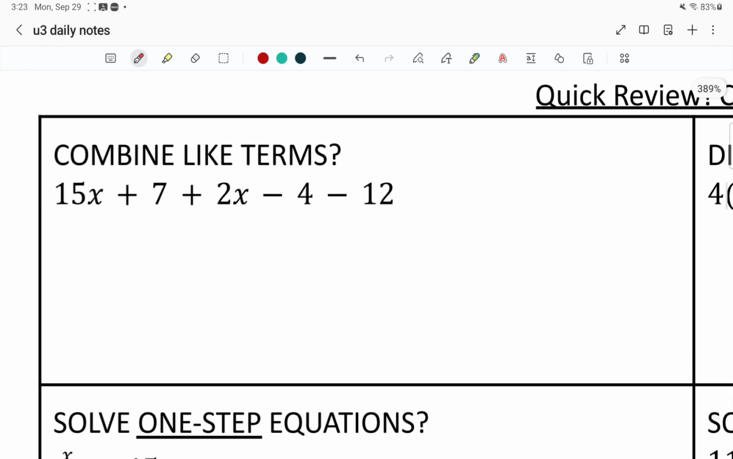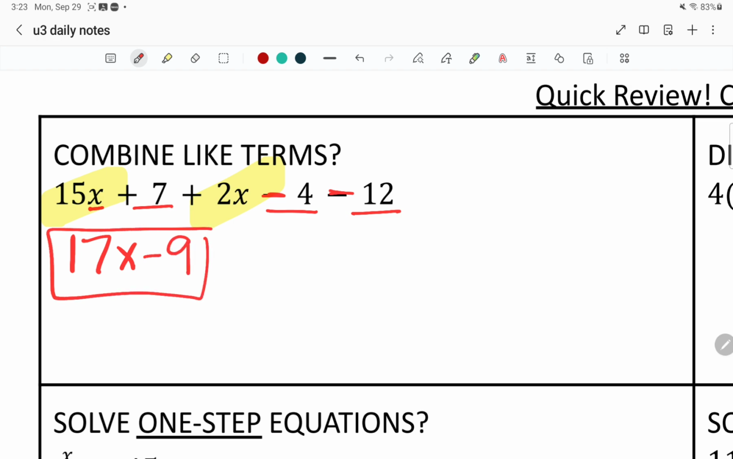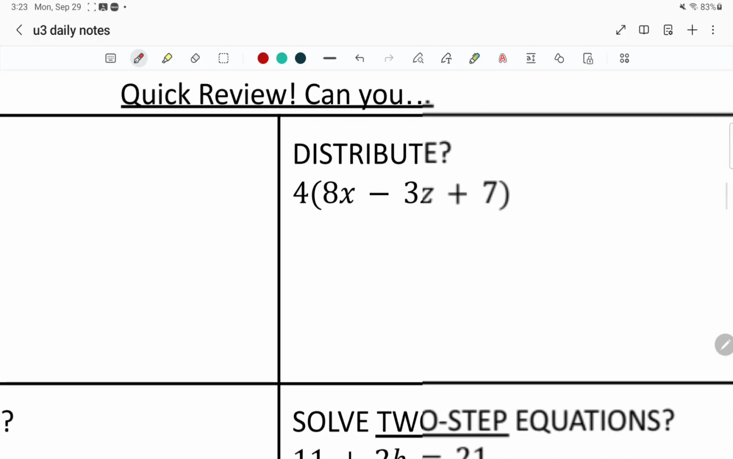If we're going to combine like terms, that means my terms that are the same, meaning they both have x's, go together. So 15 plus 2 is 17. And then I've got my constant terms, that means they don't have a variable on them. That's 7 minus 4 minus 12. The sign that's in front of the number goes with the number. So 7 minus 4 minus 12 is -9. That's what I put in Delta Math. I've simplified, I'm done. Okay?